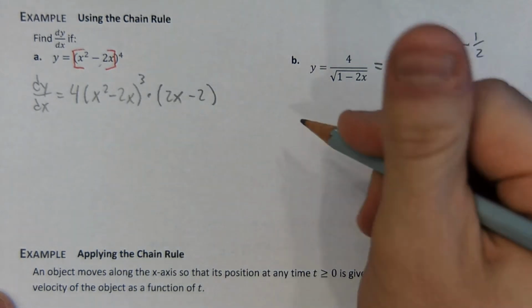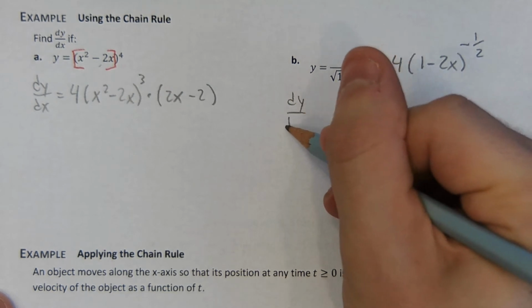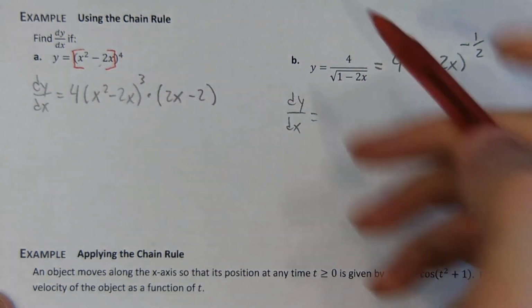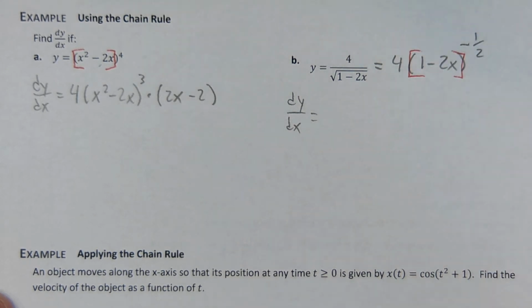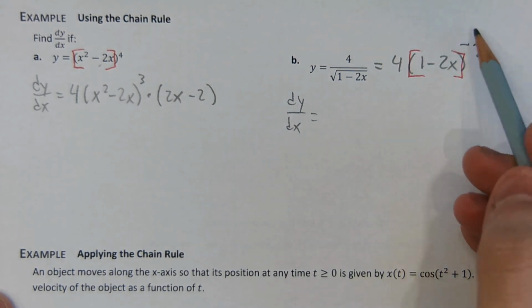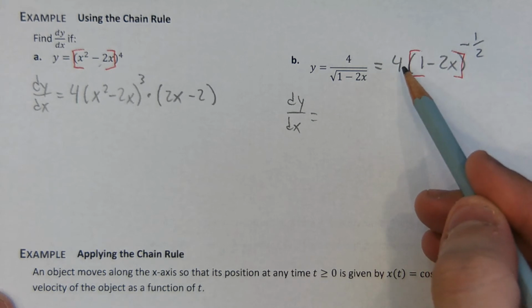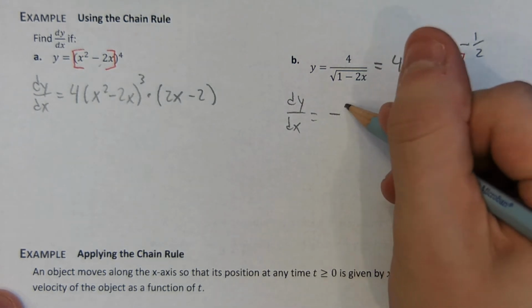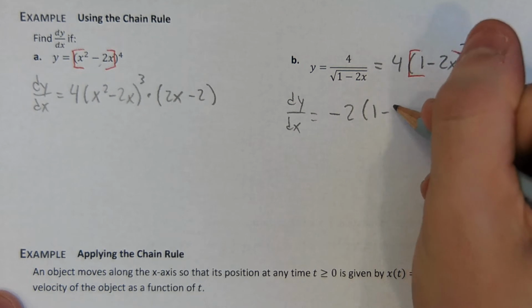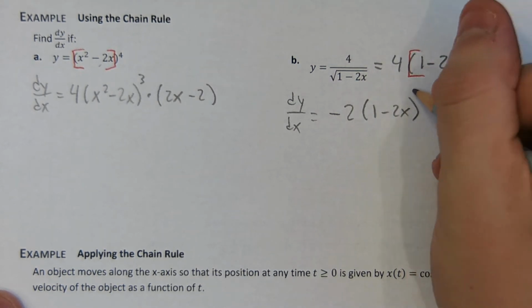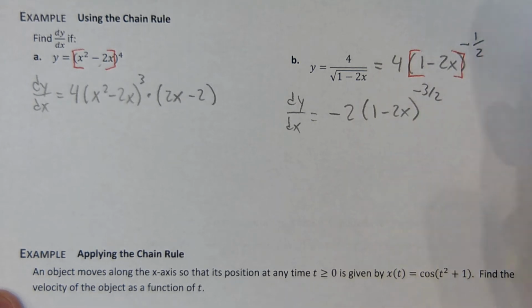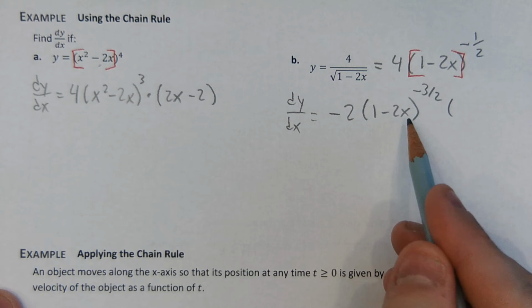There. So when we find our dy dx, we're finding the derivative of the outside, which is 4 times something to the negative 1/2. So that brings the negative 1/2 down to the front and multiplies to the 4. That gives me a negative 2. I'm not going to touch the inside, but I will finish the power rule by subtracting 1 from my exponent, and now I'll multiply by the derivative of the inside, which happens to be negative 2.